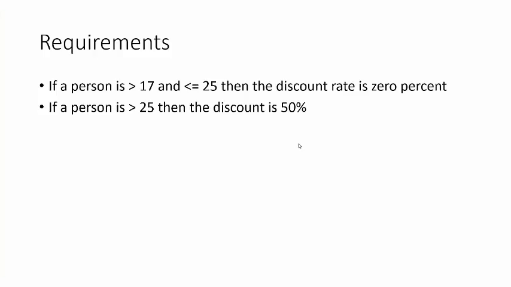Now, the requirements for the method we're going to build are: if a person is over 17 and less than or equal to 25, they will get a discount rate of 0%. If a person is over 25, then they will get a discount rate of 50%. So let's get straight into it and have a look at the coding.